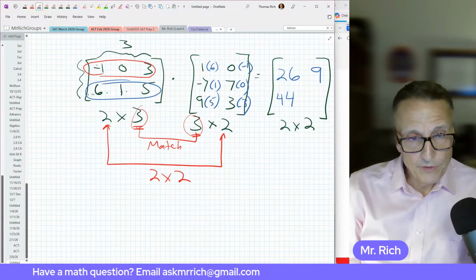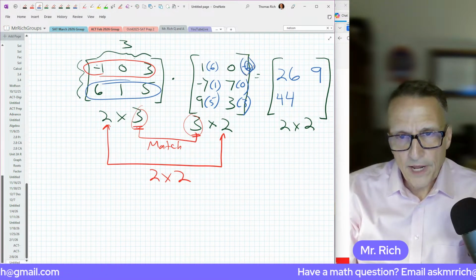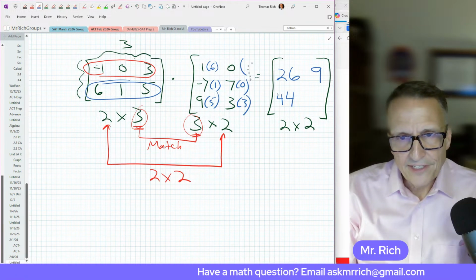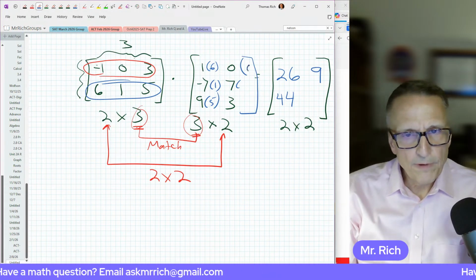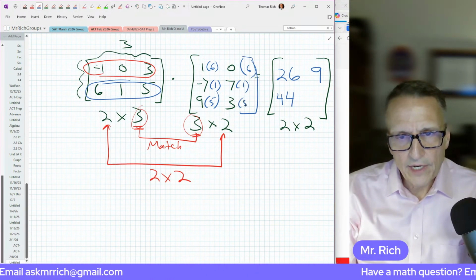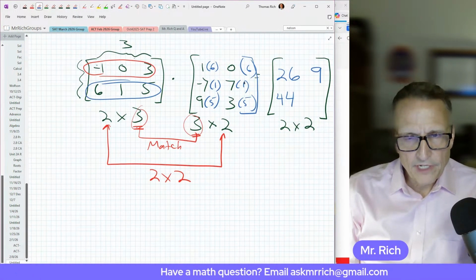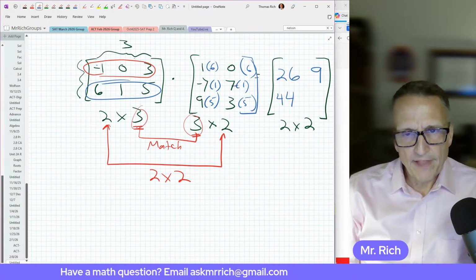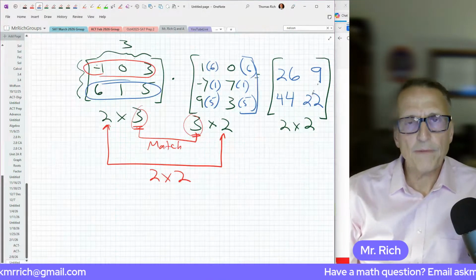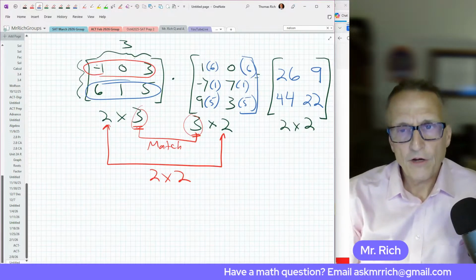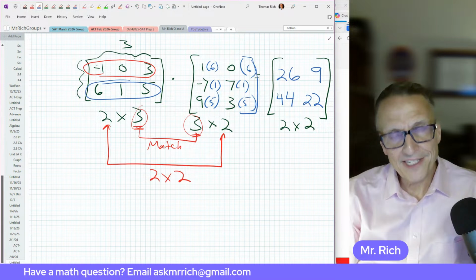Then I would take those same three numbers, 6, 1, 5, and I'm going to multiply them here. So that is, let's get rid of these and replace them. So I'm multiplying 6, 1, and 5. So 0 times 6 is 0, plus 7 times 1, plus 3 times 5. That's 7 plus 15, 22. Okay, and then that is the resulting matrix of the multiplication of those two matrices. Okay, that's how you do it.